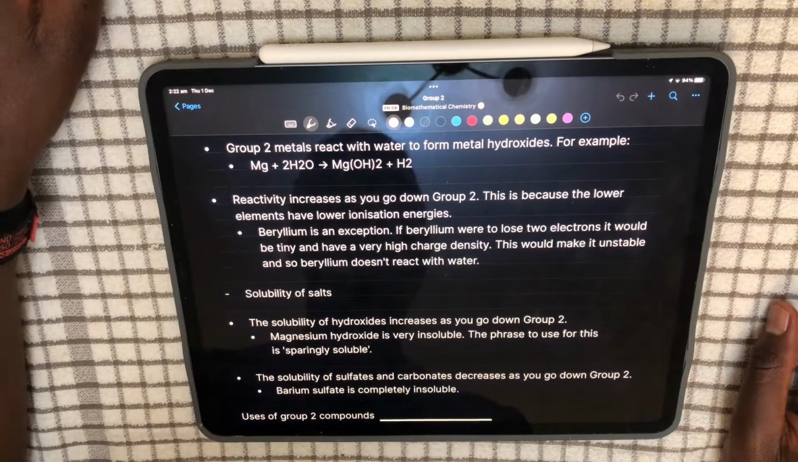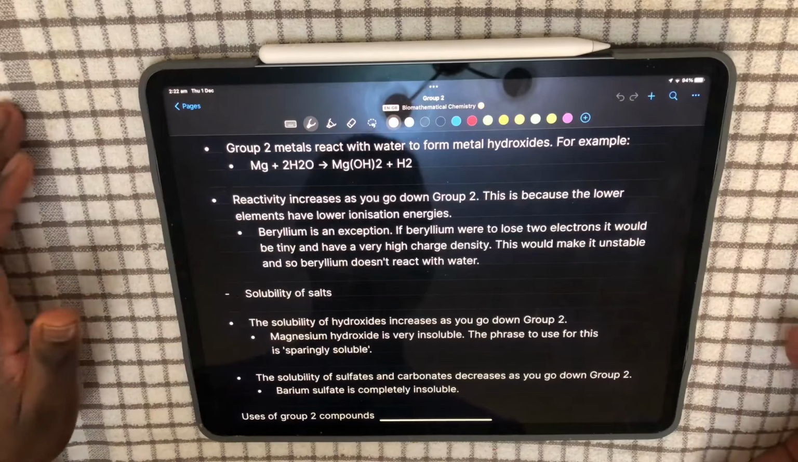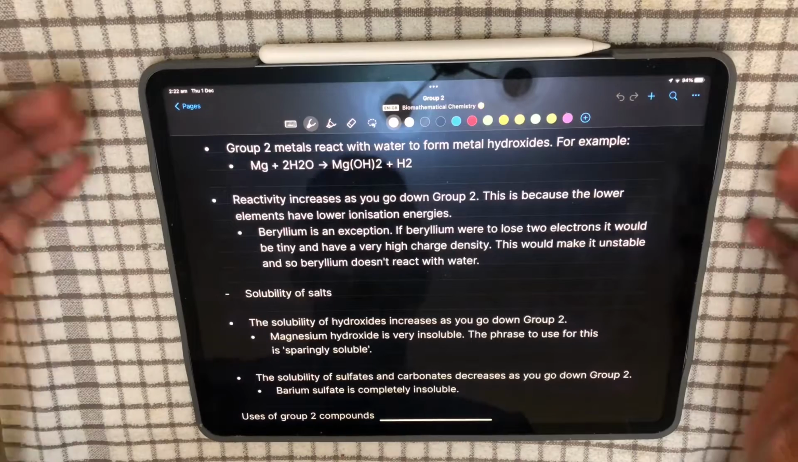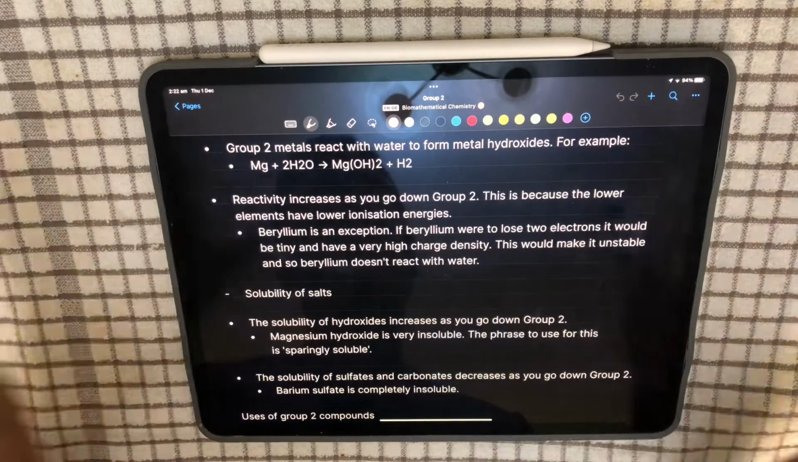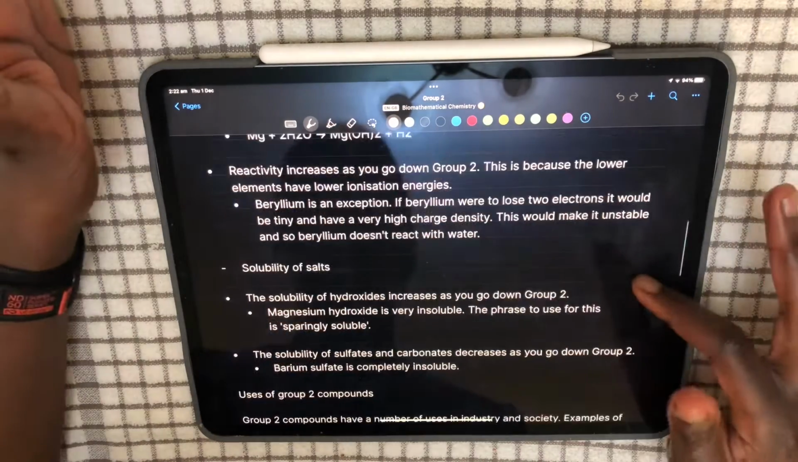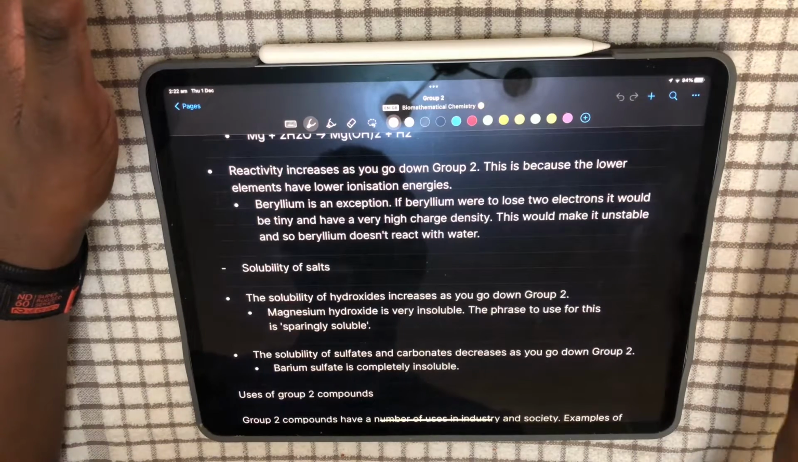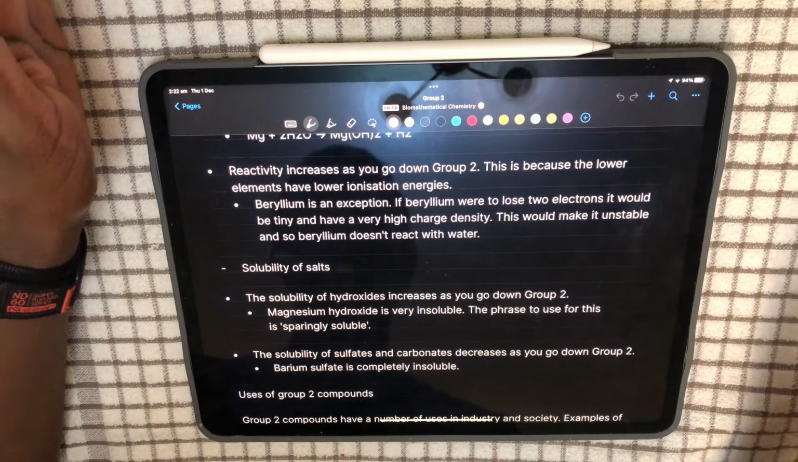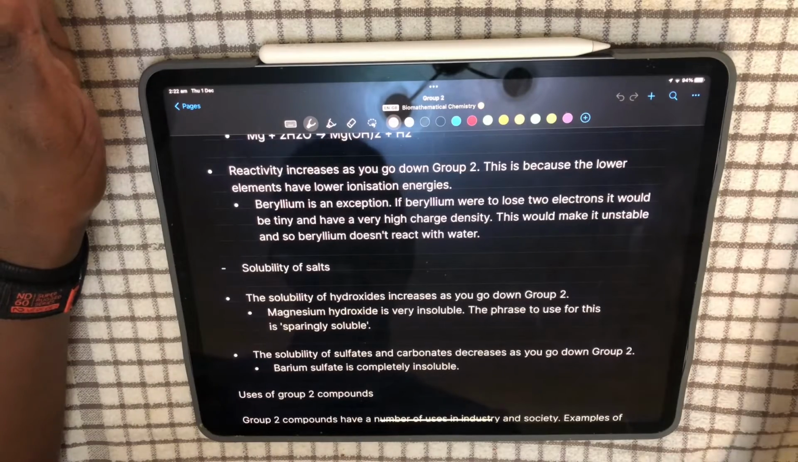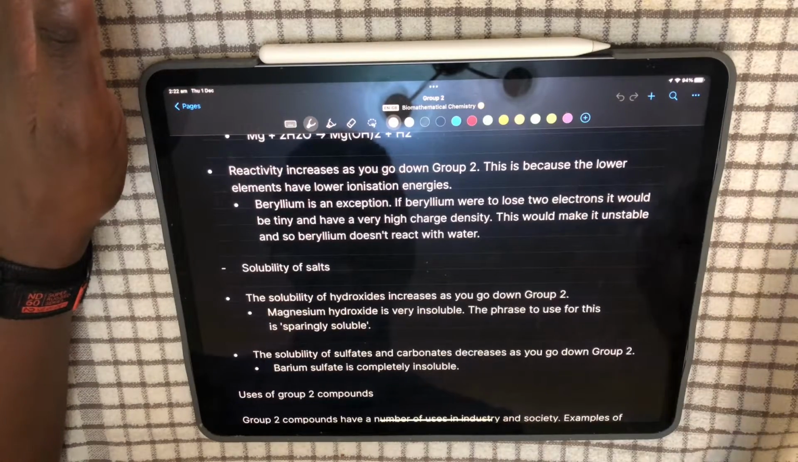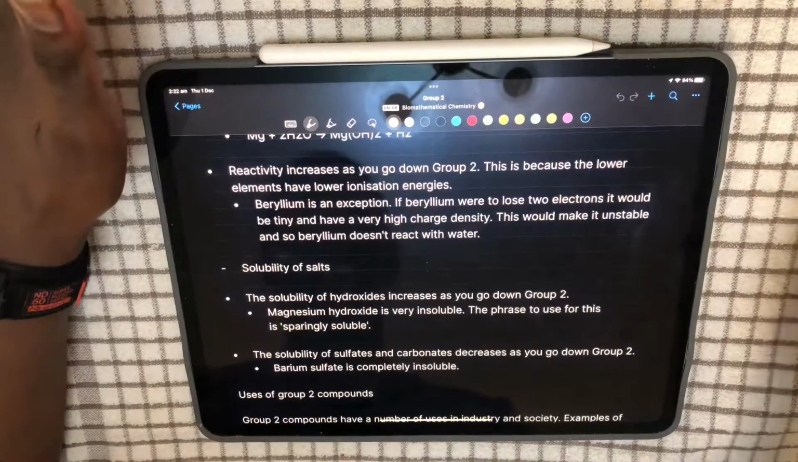The reasons why it would have a lower ionization energy, or a weaker electrostatic attraction, I'm not going to go into again because I've already said it enough times now. But as you go down, the ionization energy decreases because there's a lower electrostatic attraction. That means less energy is needed to remove that electron, and therefore the rate of reaction is going to be quicker. So the rate of the reaction increases as you go down the group.